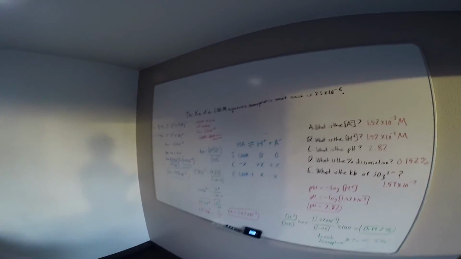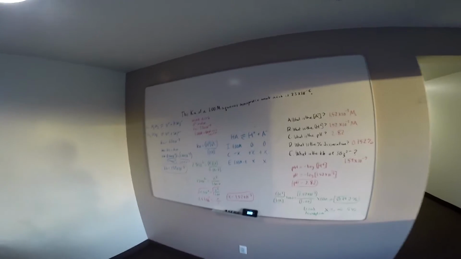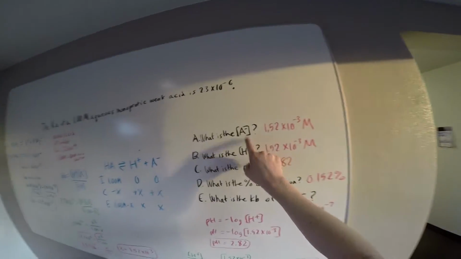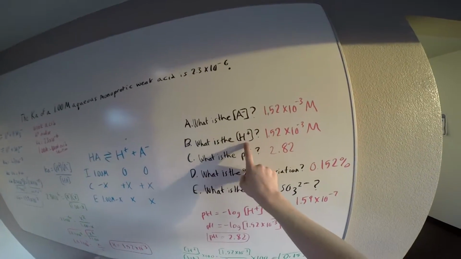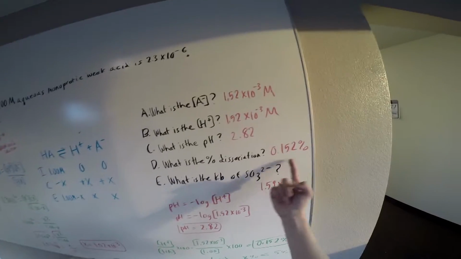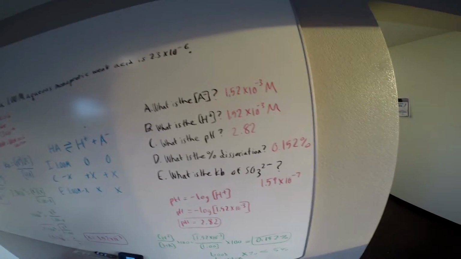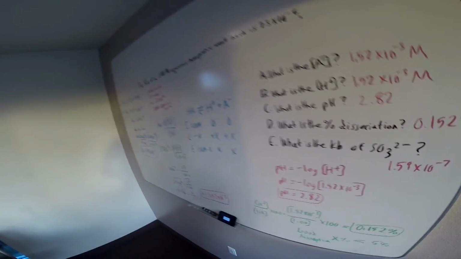So now, after all that, we've pretty much solved everything that we've been asked for. The A minus concentration, the H plus concentration, the pH, the percent dissociation of the H plus ions, and the Kb of SO3 2 minus. So that's it.